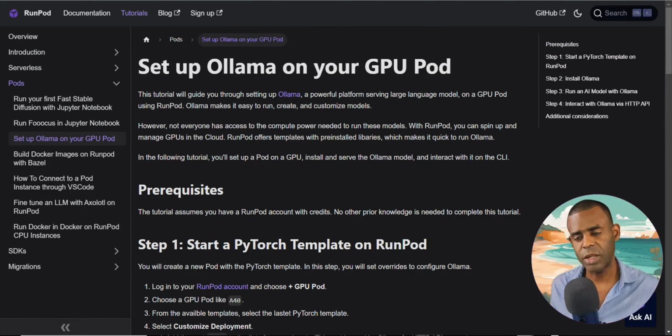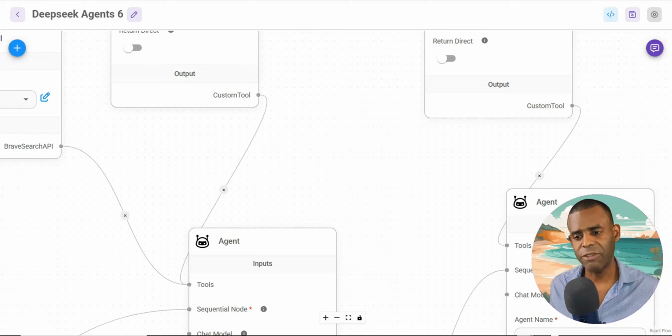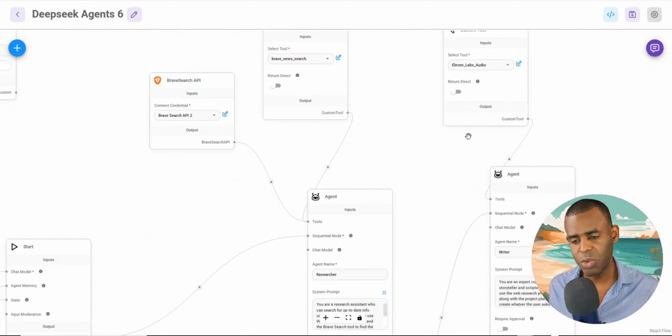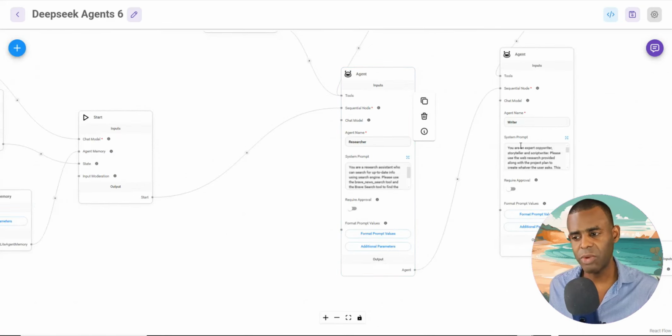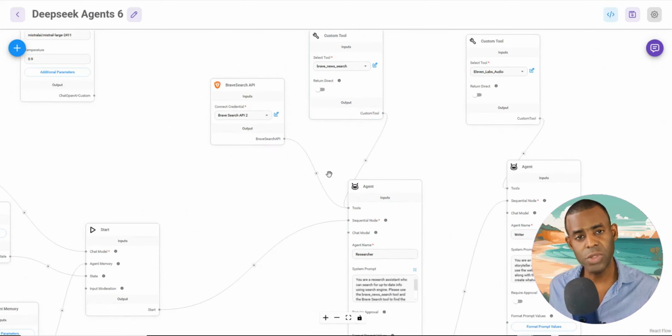All right, so let's go ahead and look at the first example that we're using. For this example, we're using a sequential agent. I wanted to create a simple agent flow where we have a researcher and a writer, and we ask this team different questions and give them access to research tools. Our researcher has access to the Brave News Search API as well as the Brave Search API, so they can look up both web search results and current news results.